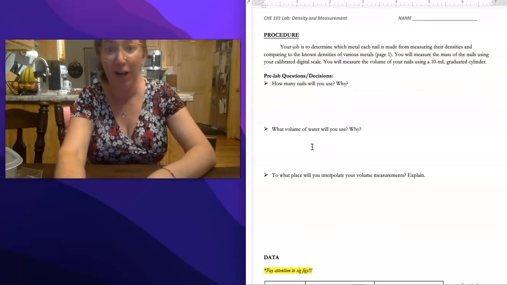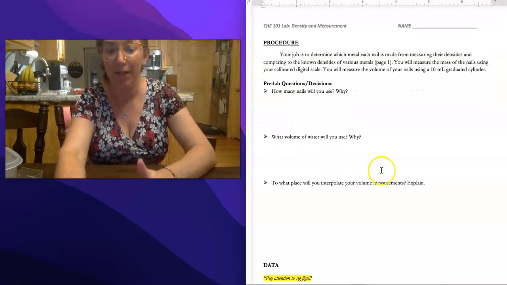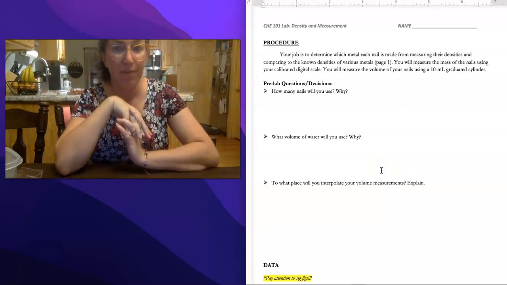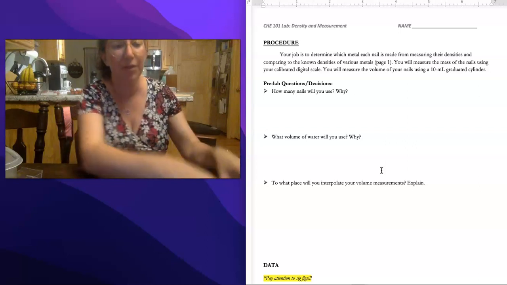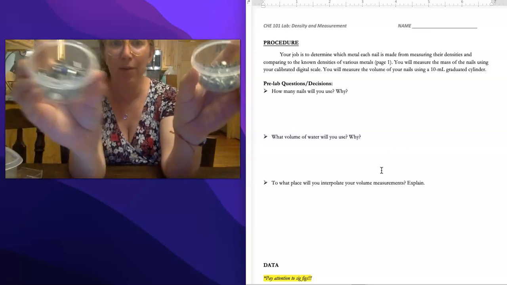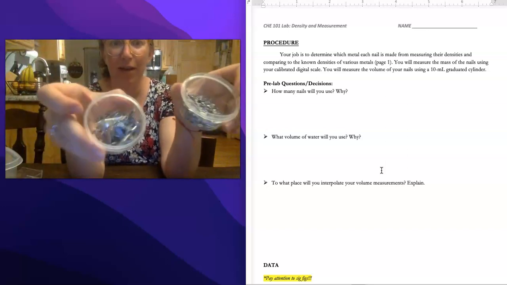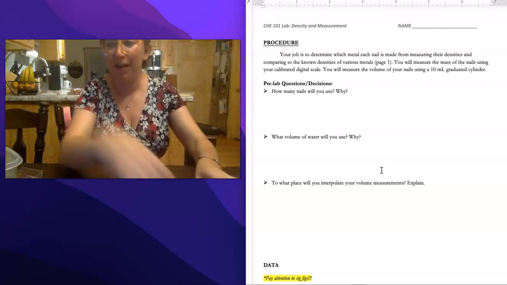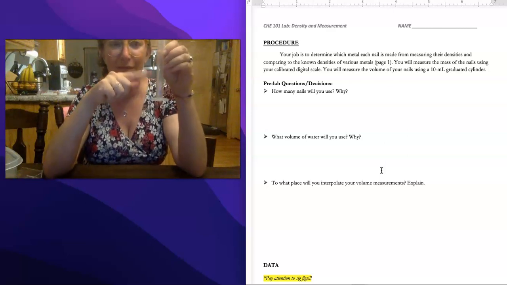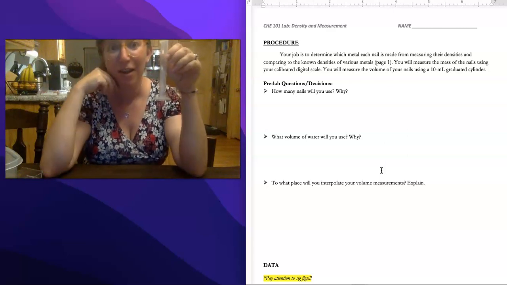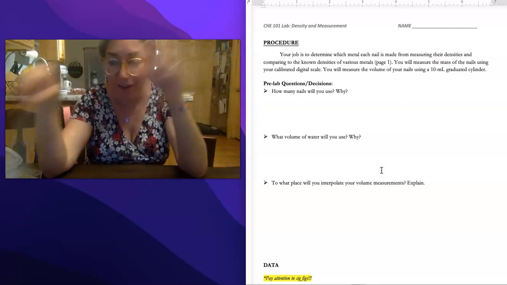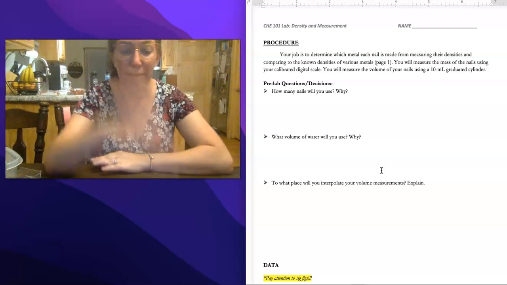So your job, there's very few procedural steps here because you are going to be working this out yourselves. The things that you need to consider before you actually start this experiment are how many nails you want to use. I will tell you, one nail is probably not going to give you great results because it's not going to result in enough displacement for you to be able to read it very accurately or precisely, but definitely not accurately because it'll be so small. So definitely use more than one.